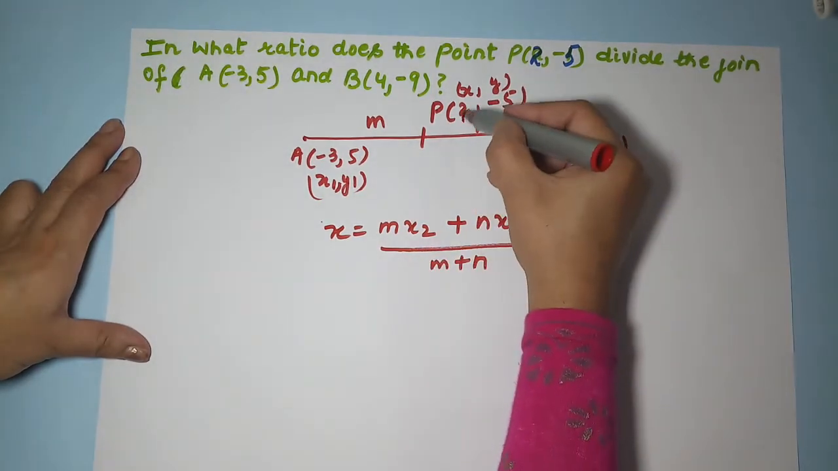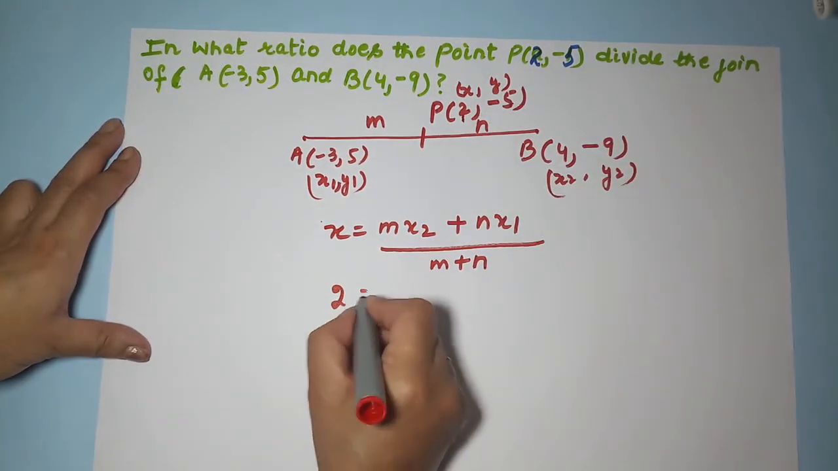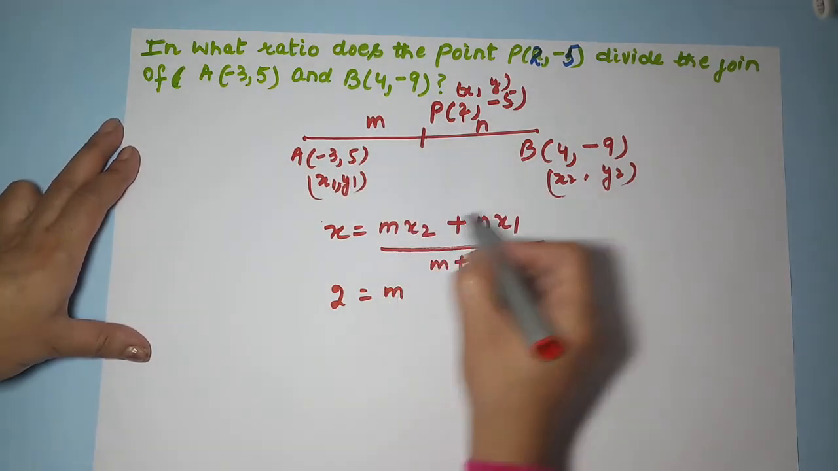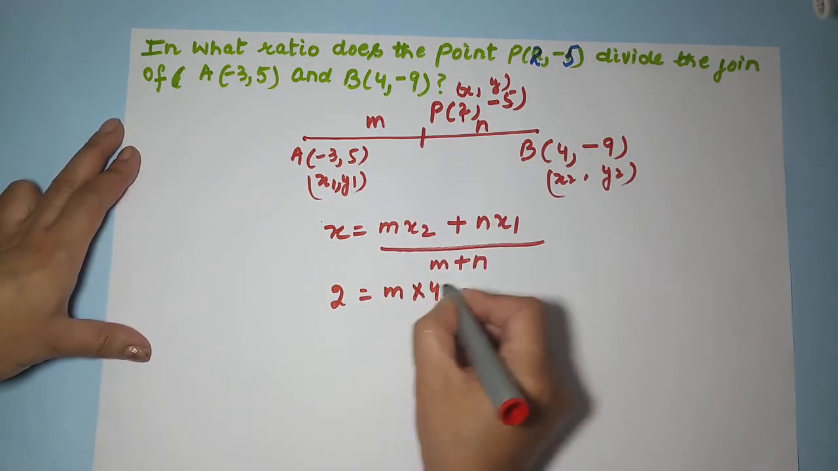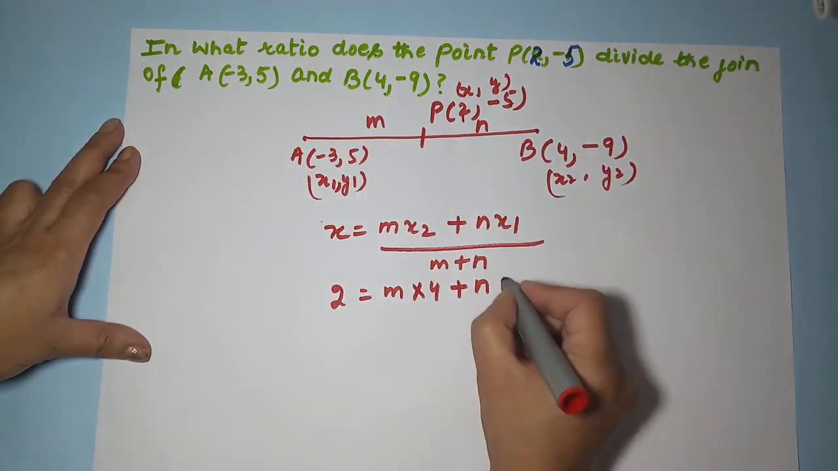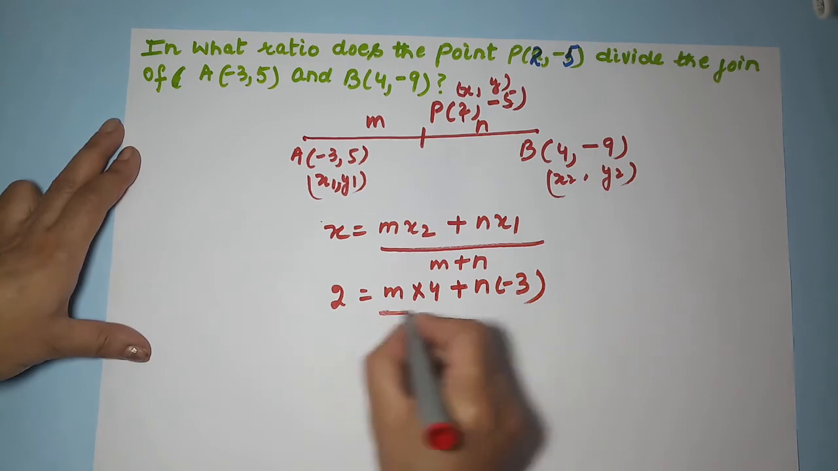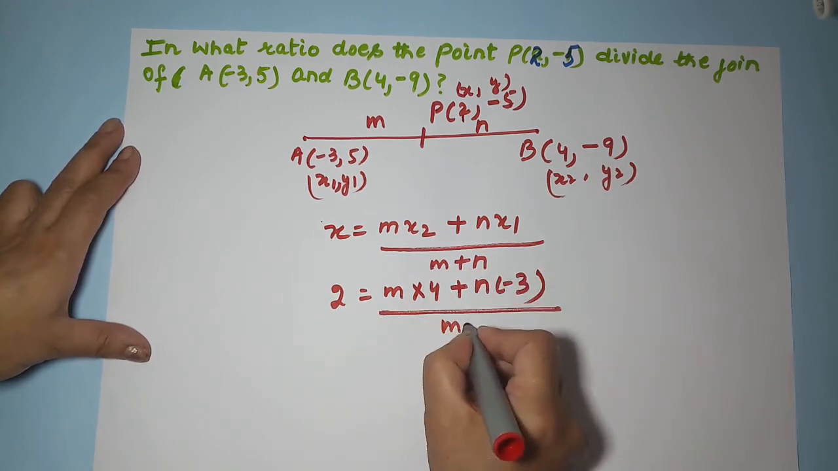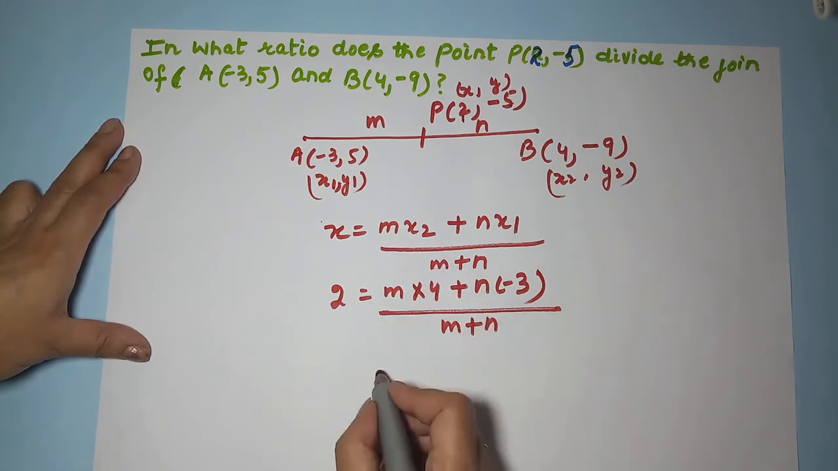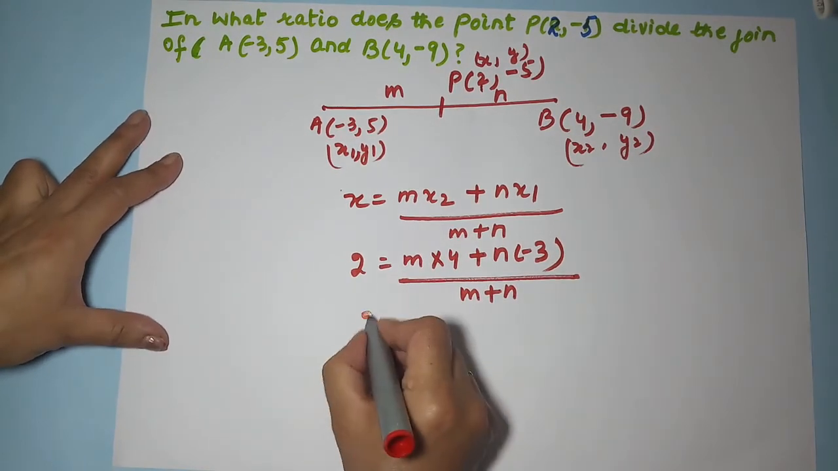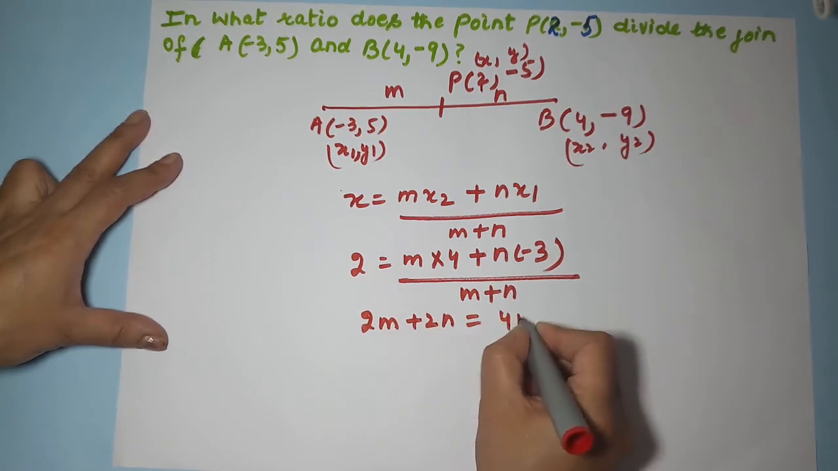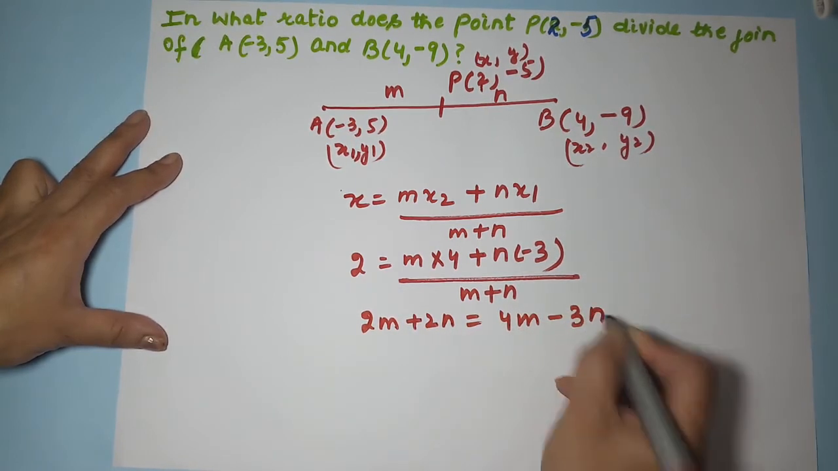Now what is my x? x is 2. What is my m? I don't know, I have to calculate that. What is my x2? It is 4. What is my n? I don't know. What is my x1? Minus 3. Divided by m plus n. I will write as it is, I don't know the values. Now cross multiply. I will get 2m plus 2n equal to 4m minus 3n.